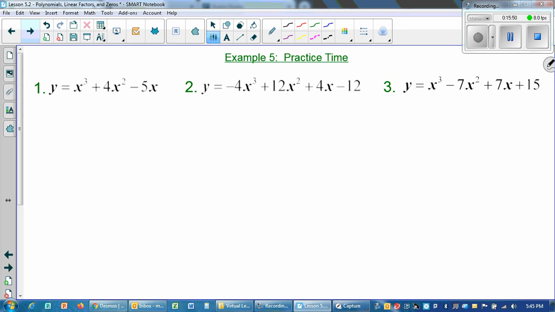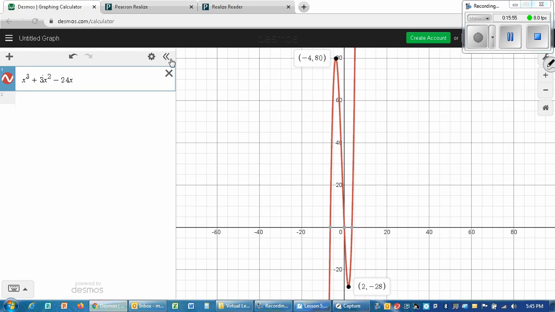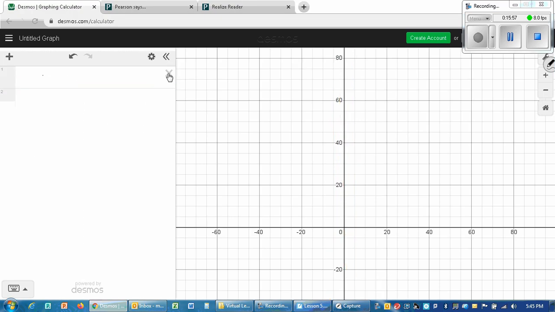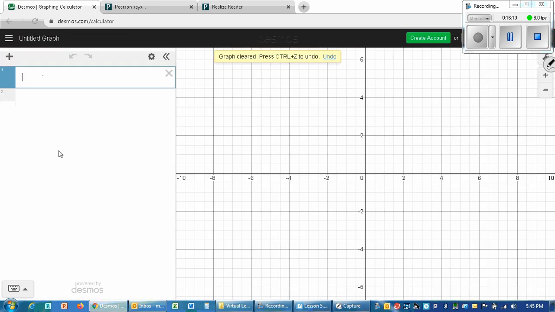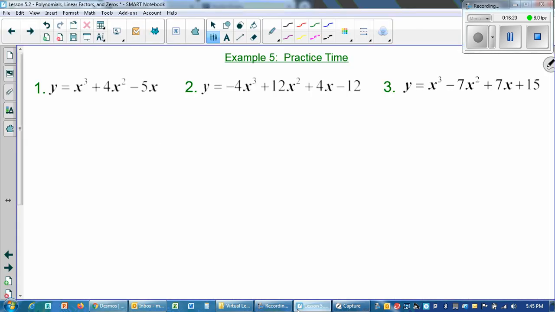So I'm going to start with our first equation. I'm going to go into my Desmos. I'm going to click on the X to clear out the graph. So now my graph is here. And then I'll click on this menu button here and say, give me a new blank graph. That resets everything and all the windows back to the original window so you don't have any old window values in there. So we're going to put in our first equation, which is x cubed.